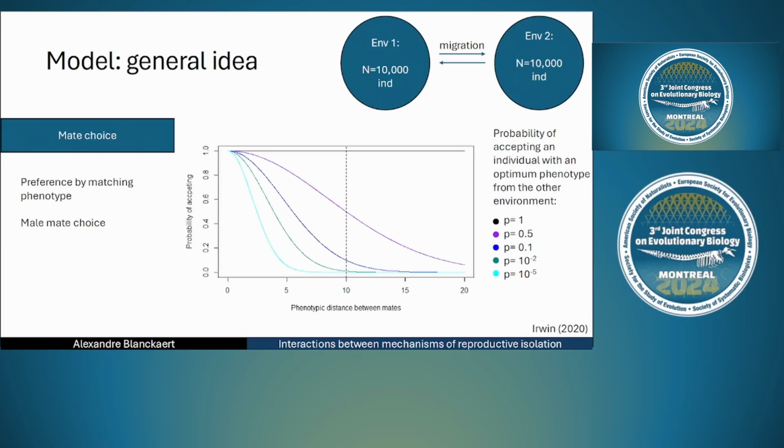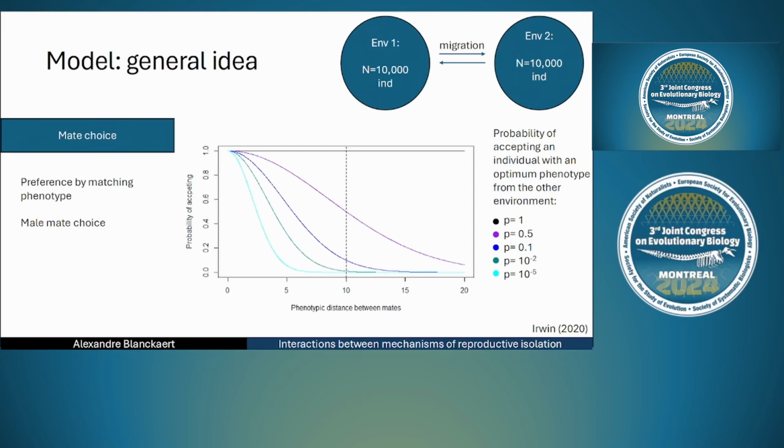For mate choice, as I mentioned earlier, we have a preference by phenotype matching. In that case, we model male mate choice because this is very vaguely inspired by spider mites. The idea is that when a male mates with a female, he can compare his phenotype to the female's phenotype, and depending on this distance in phenotypic space, he will either accept or reject the mating. We also model this with a Gaussian to represent a bit of the noise that can be in nature.